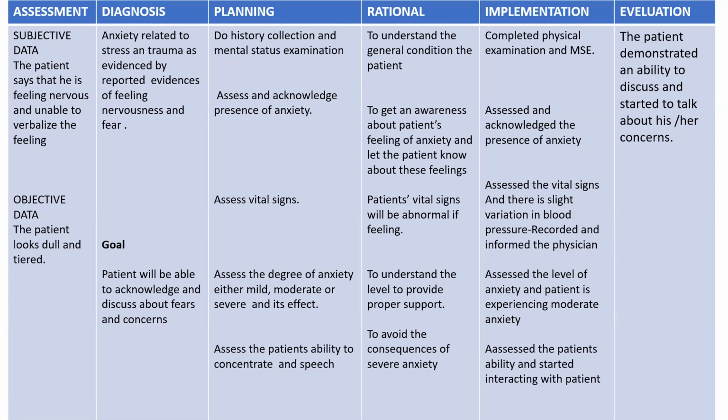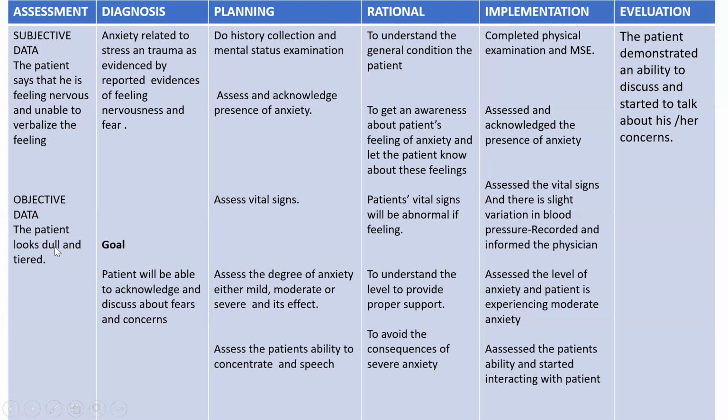So, as I said, when you write the nursing care plan, you have to add all these columns: assessment, diagnosis, planning, rationale, implementation, and evaluation. Okay, so under assessment, what you have to write? Both subjective data and objective data. Under subjective data, write what the patient is saying about the condition. That is, the patient says that he is feeling nervousness and unable to verbalize the feeling.